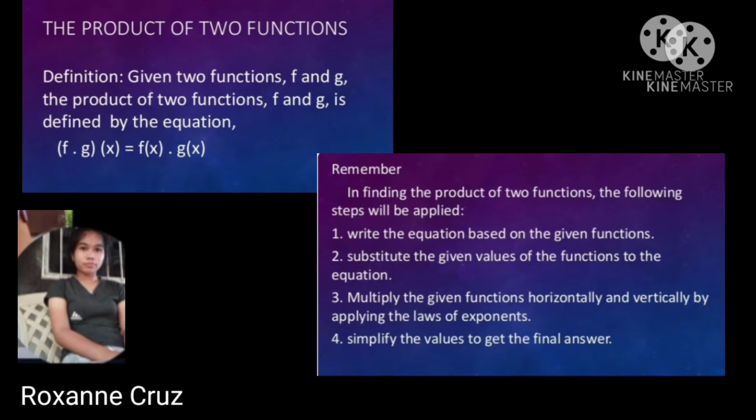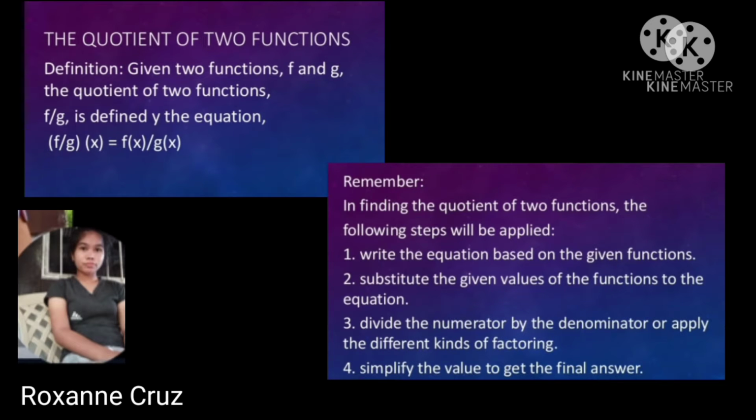Remember, in finding the product of two functions, the following steps will be applied. Write the equation based on the given functions, substitute the given values of the functions to the equation, multiply the given functions horizontally and vertically by applying laws of exponents, simplify the value to get the final answer. The last one is the quotient of two functions. Given the two functions f and g, the quotient f over g is defined by the equation (f over g)(x) equals f(x) over g(x).